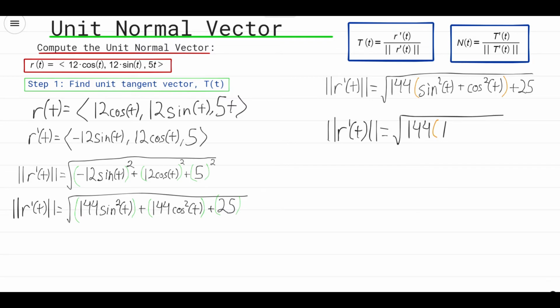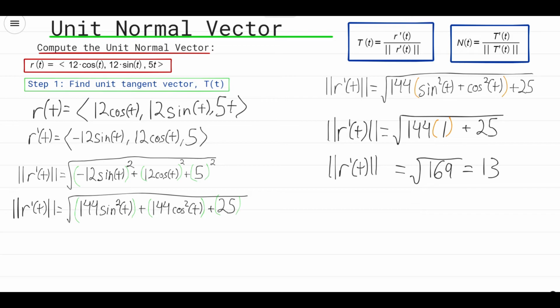So 144 times 1. And notice how they're both in orange parentheses? That's so you can follow along. So 144 times 1 plus 25. So that's our r prime of t. When we simplify this, 144 plus 25 is 169, and 169 is a perfect square, 13, when we take the square root. So that's our magnitude of r prime of t.